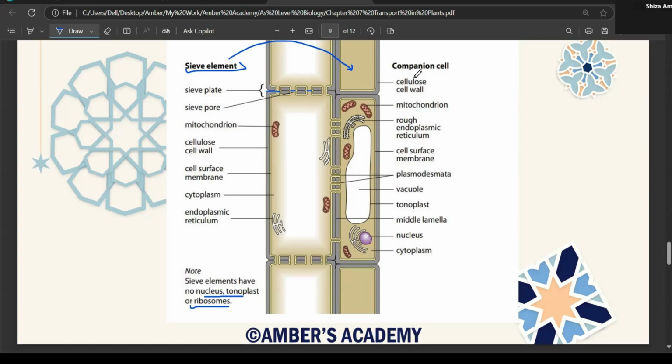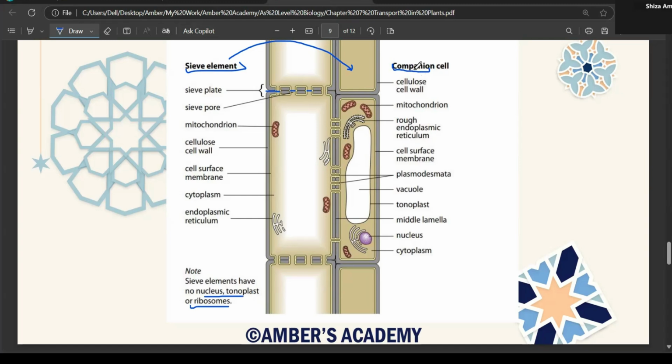But since it is accompanied by another cell, which is the companion cell, the companion cell is also the functional unit of the phloem. The sieve element does not function alone; it functions jointly with a companion cell. These two join together to initiate the process of translocation. So sieve element has a companion cell.